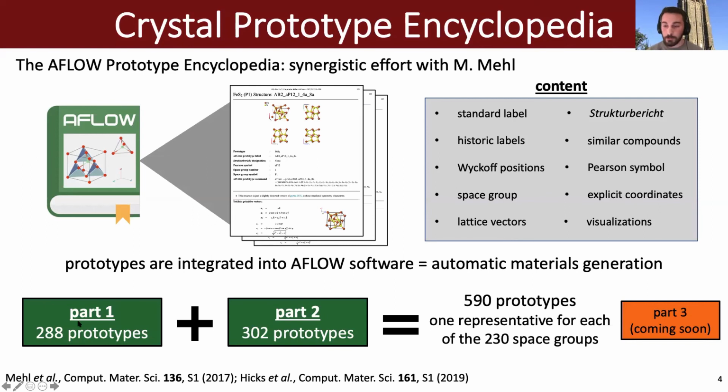And so there's a few parts or volumes to this encyclopedia. So part 1 contained 288. Part 2, we added 302, and that gives us the 590 prototypes. And there's at least one representative from each of the 230 space groups. So we're starting to span crystallographic space with these prototypes. And part 3, we've actually been working on the last few months, and we're very close to having this available. And this will essentially double the encyclopedia that's here now.